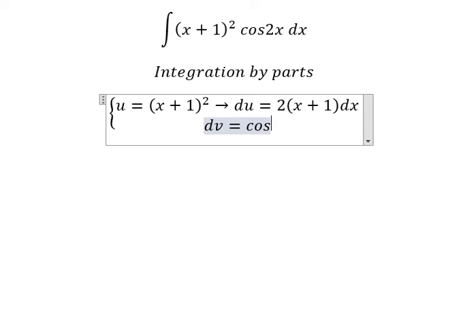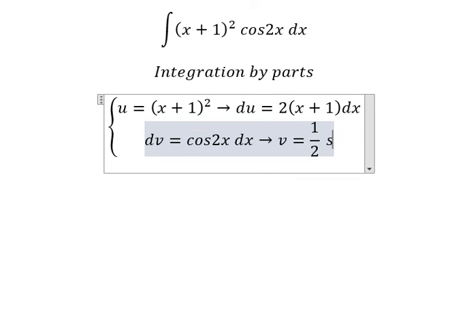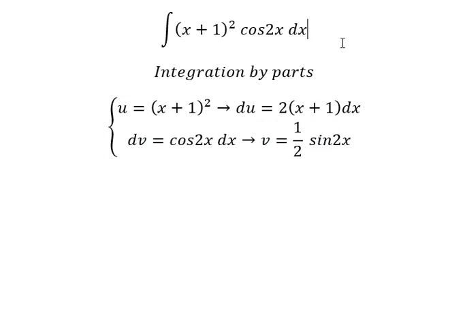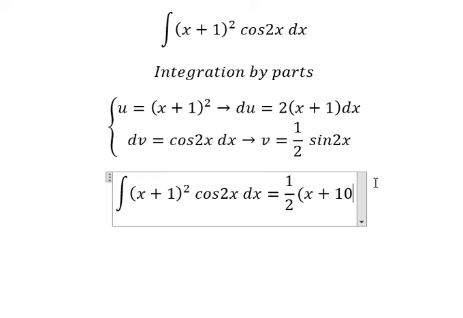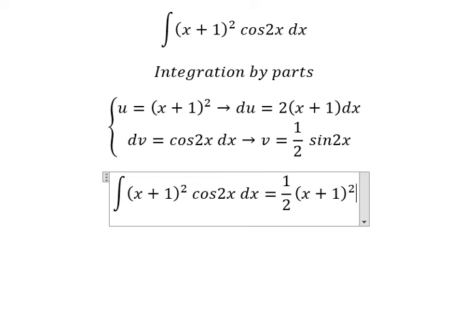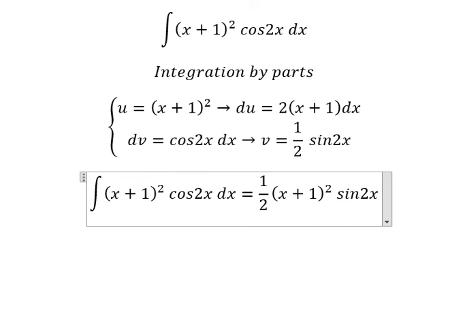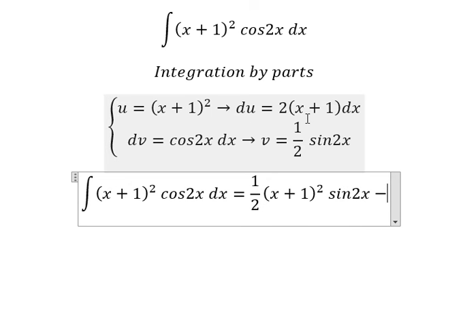dv, we have cosine 2x dx. The integration of this one, we have v equals 1 over 2 sine 2x. So we have u multiplied by v, minus we have du multiplied by v. So we have number 2 divided by 2, you get number 1.